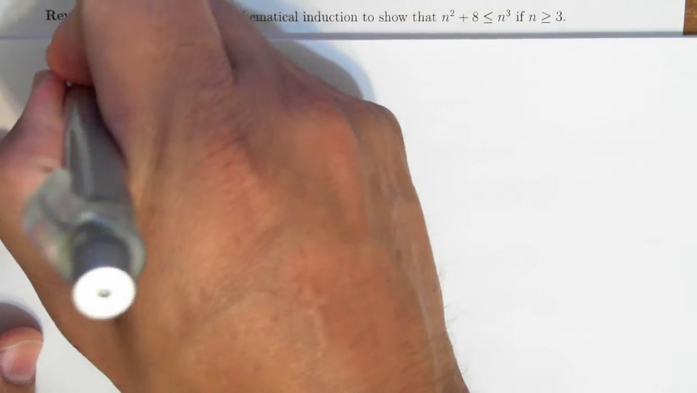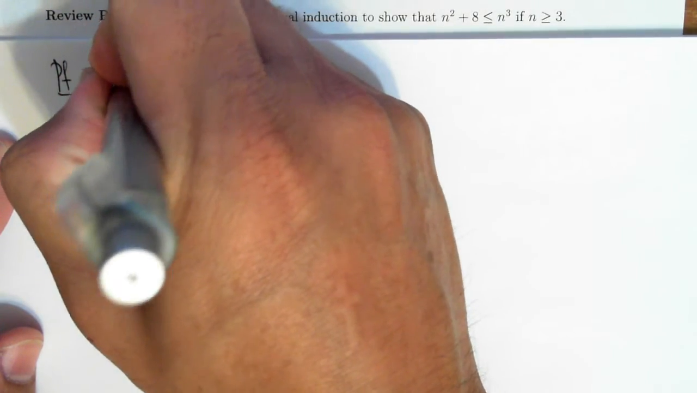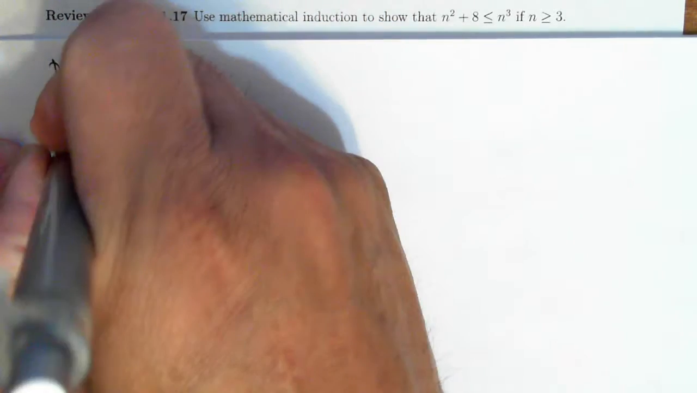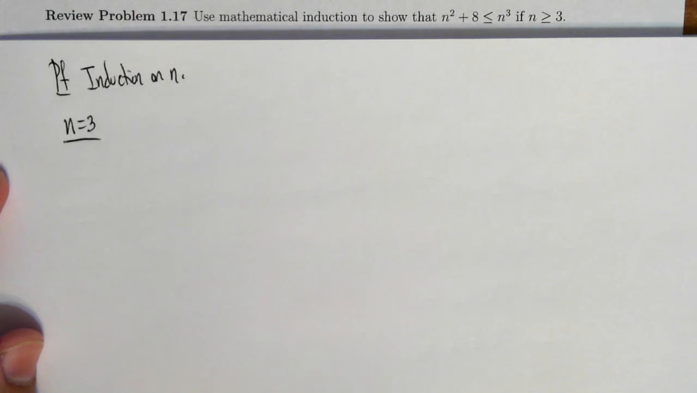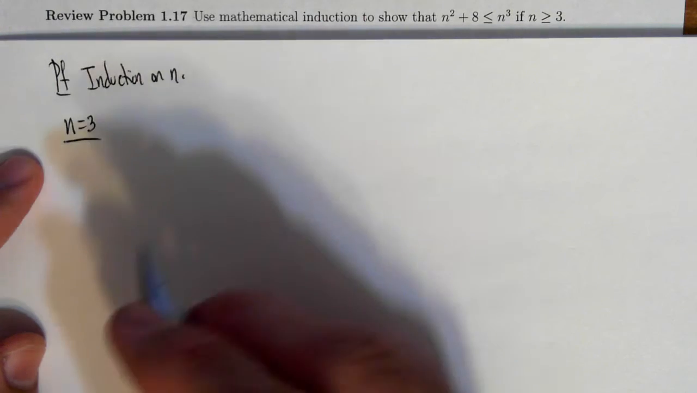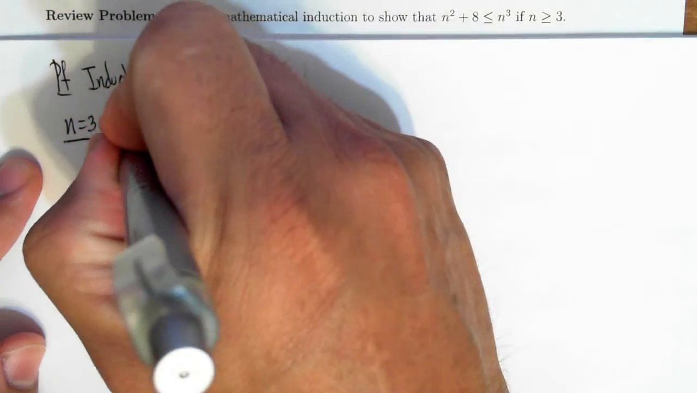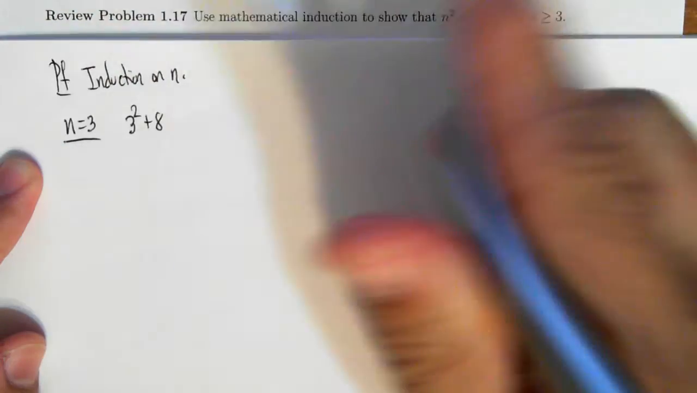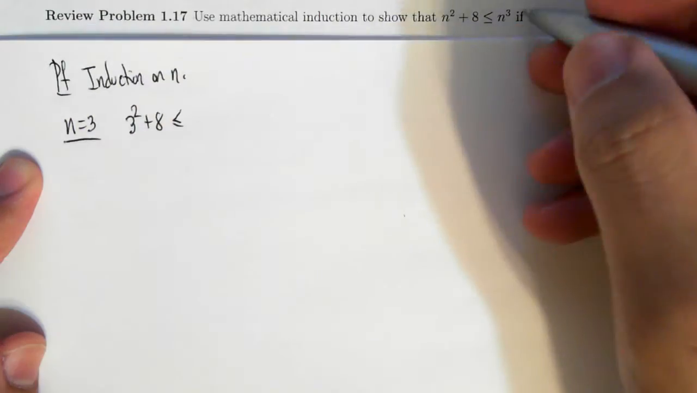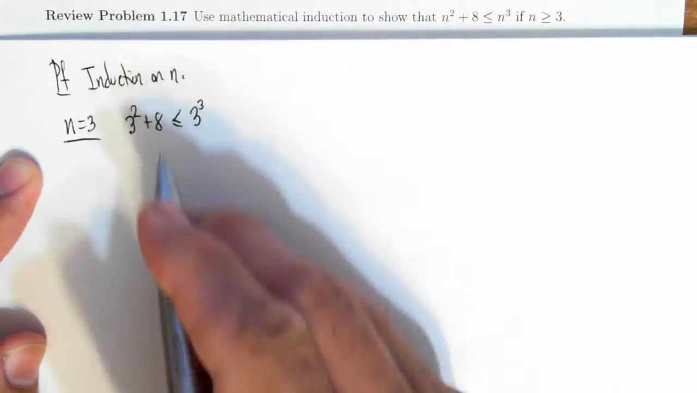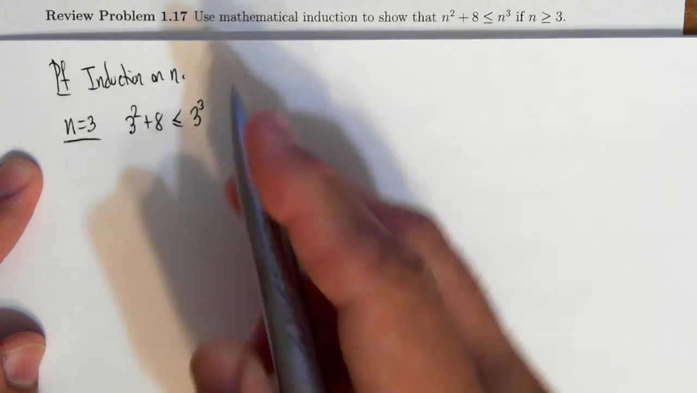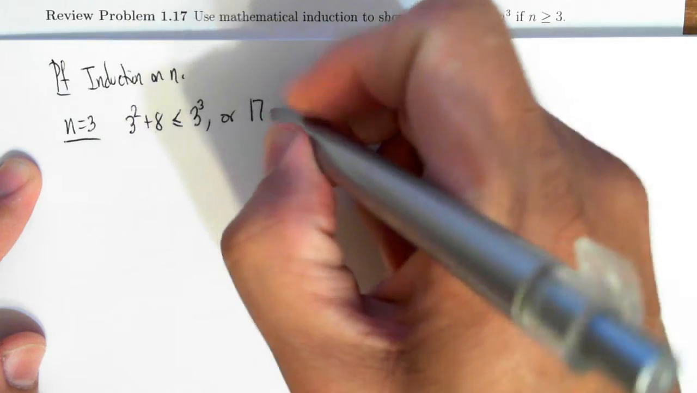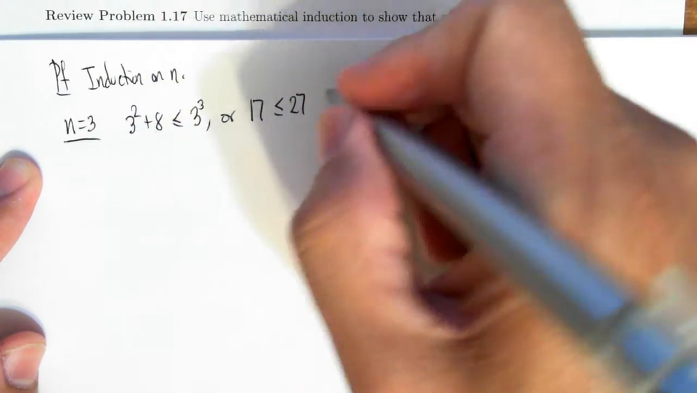So the proof of this one will be by induction on n. And this time the base case will be n equals 3 as opposed to the more common base cases of n equals 1 or sometimes n equals 0. Alright, n equals 3. Plug in 3, I get 3 squared plus 8 less than or equal to 3 to the third. Now is this true? 9 plus 8 is 17, and this is 27. So 17 is less than or equal to 27, which is true.